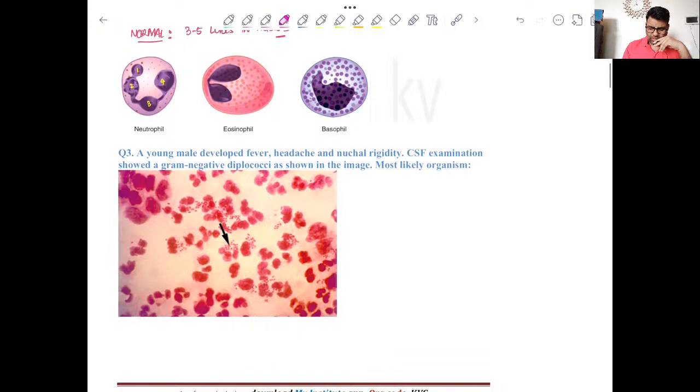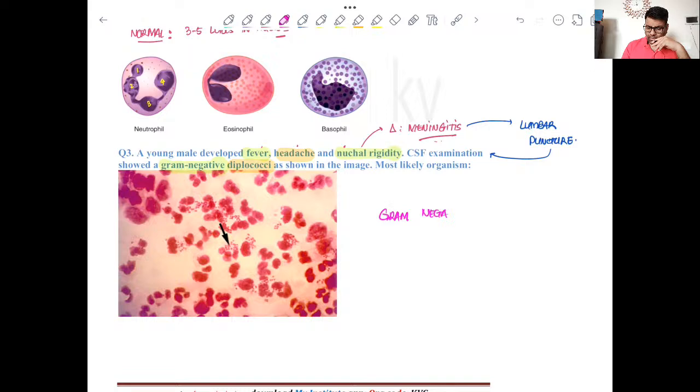Now let's move on to another question, and here a male has fever, headache and neck rigidity. Fever, headache, neck rigidity, and this goes in favor of the diagnosis of meningitis. So these 3 points suggest that the person has meningitis, and therefore for meningitis we will do a lumbar puncture and send the CSF sample for analysis, and here it is showing gram-negative diplococci.